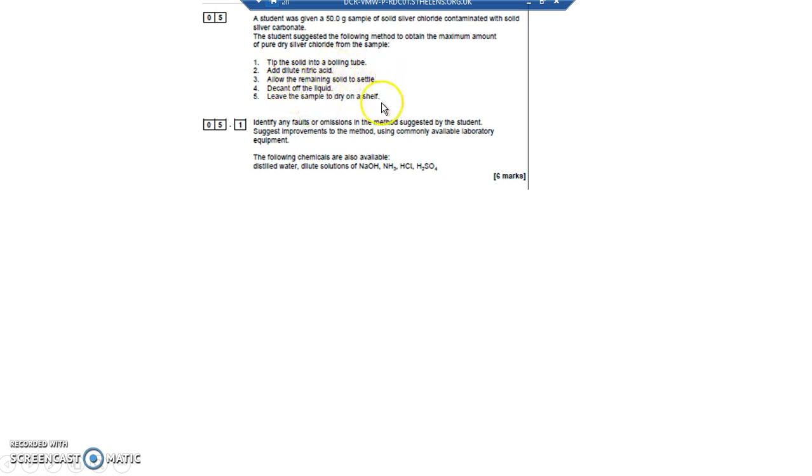Decant off the liquid means just pour off the liquid. Well, that's not going to be very efficient, because decanting the liquid isn't as good as something, say for example, filtering, where you're going to remove all of the solid. Decanting the liquid, sometimes some particles of solid are removed with the liquid as well, and also it doesn't dry it off as well, and you've not got an opportunity to wash it. So I would be filtering it, washing it and drying it. Leave the sample to dry at the end.